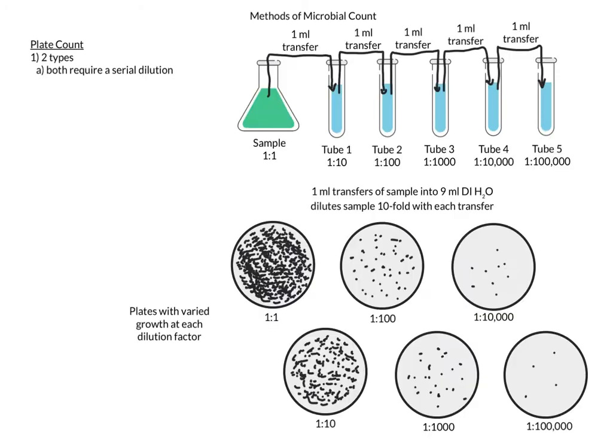The first technique is the plate count, which can be done in two ways. So let's just go ahead and cover those real quick. For both types, a serial dilution is needed where the sample is diluted multiple times in order to limit the number of microbes in each subsequent tube. Then we can either do a pour plate method or a spread plate method. Let's start out with the pour plate.